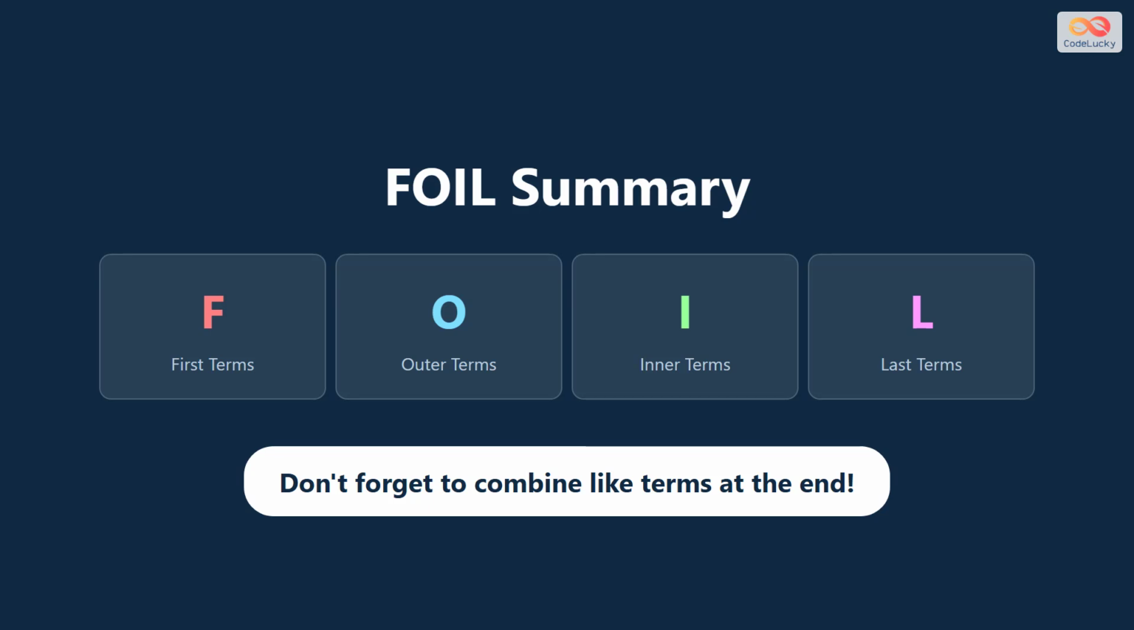To recap, just remember F.O.I.L. First, outer, inner, last. Follow these 4 steps, and then always remember to combine your like terms at the very end to get the final simplified answer.